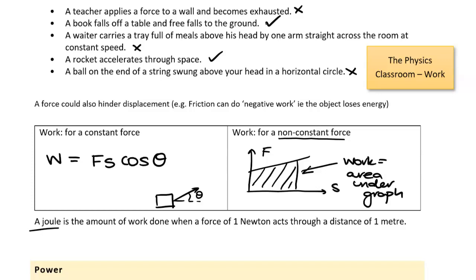The fifth example here, the ball on the end of the string: yes, a force is being applied, but remember when we've got something traveling in a circle, the force is always towards the center of the circle. That would be 90 degrees to the displacement. At this moment here, the velocity is in this direction, so that's the direction it will be traveling. So force and velocity at 90-degree angles means that there's no work being done.